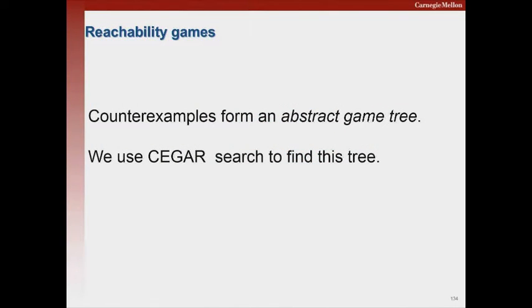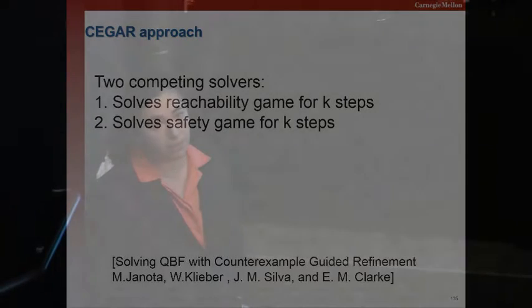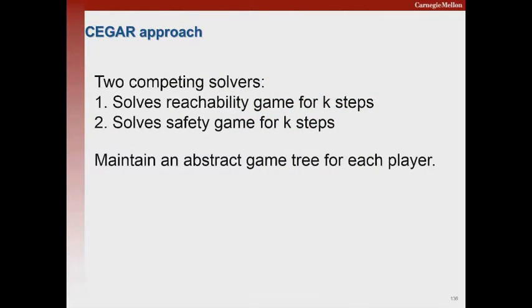So we call this tree of counterexamples the abstract game tree. And it is an abstract tree because it's only a sub-tree of the original tree. And the question is how to find it. We use a counterexample guided search to find this tree. So we have a solver that includes 2 competing solvers. One solves a reachability game for k steps, and another one solves a safety game for k steps, and we maintain an abstract game tree for both players.